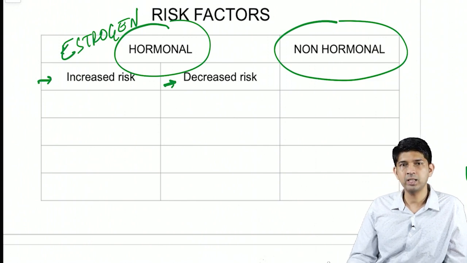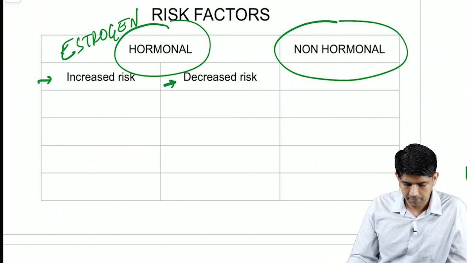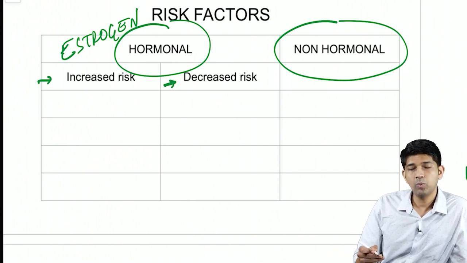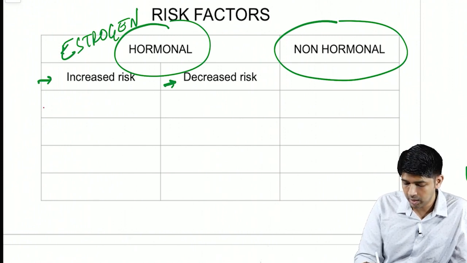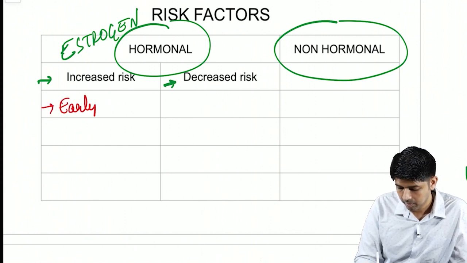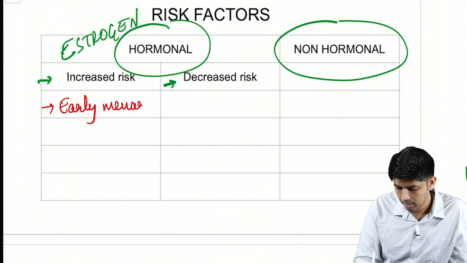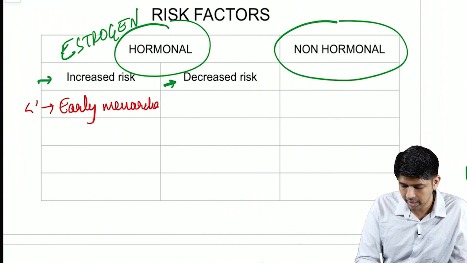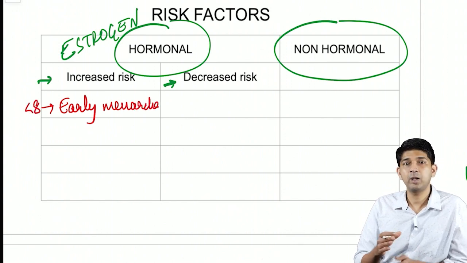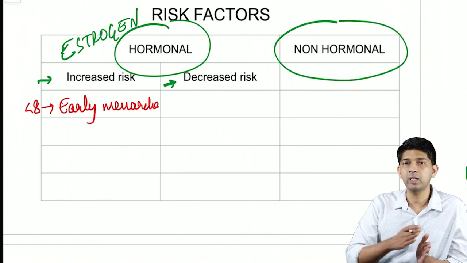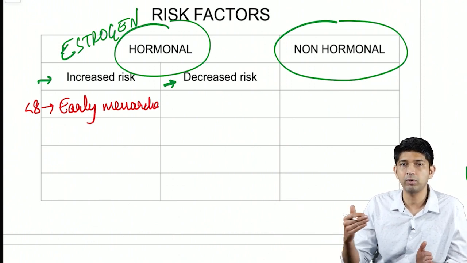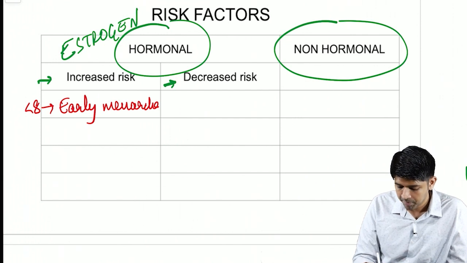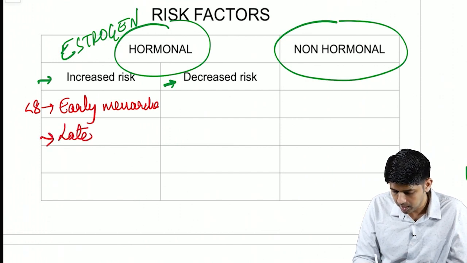So whatever is increased risk, we put it in red because it's more dangerous. All right. So what can cause increased risk is more estrogen. So early menarche. Early menarche, okay, less than 8 years of age. That means they are going to have a more number of menstrual cycles, so they are exposed to estrogen for a longer period of time, so higher risk of CA breast. Something similar, late menopause.